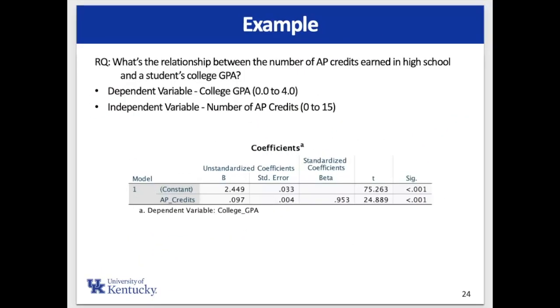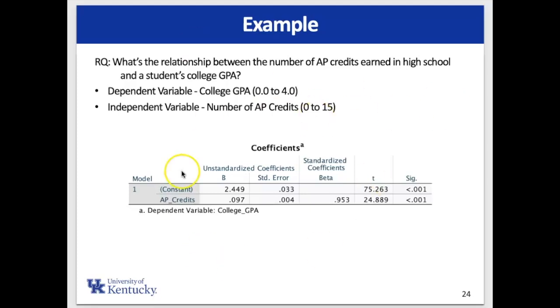Now let's look at this example that is found in the PowerPoint in the notes for the class. In this case, the research question is, what is the relationship between the number of AP credits earned in high school and a student's college GPA? So our dependent variable, of course, is the college GPA, which can range from 0.0 to 4.0. And the independent variable is the number of AP credits that a student would take, from 0 credits to 15 credits.